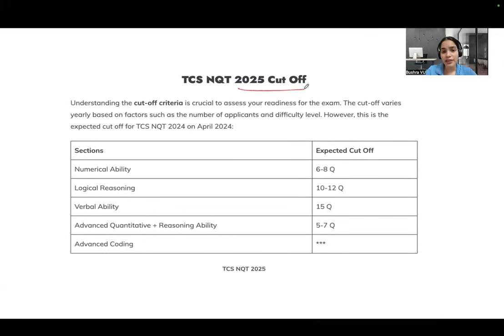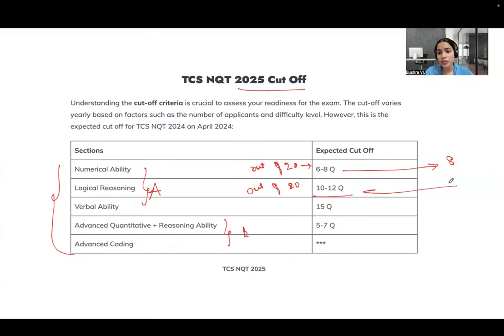TCS NQT 2025 cutoff. Let's try to understand the cutoff. Like we've discussed, these are the topics that were asked. These are from part A and these are from part B. If you look at this topic, out of 20 questions, you should be able to solve at least 8 questions. Logical reasoning, out of 20 questions, you should be able to solve 8 questions. Out of 20 questions, you should be able to solve 12 questions. Out of 25 questions, you should be able to solve 15 questions.